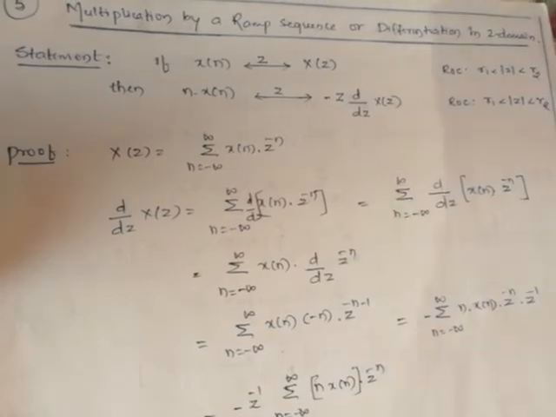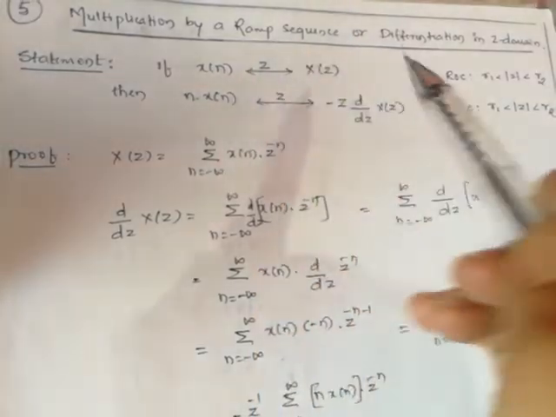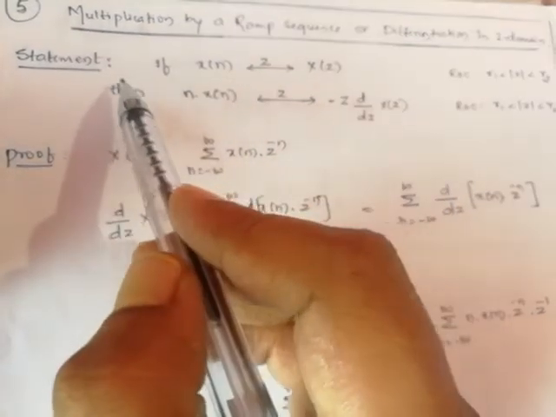Friends, in this video we are going to discuss the next property, multiplication by a ramp sequence, or we can say differentiation in the Z domain. Let us see the statement of this property.